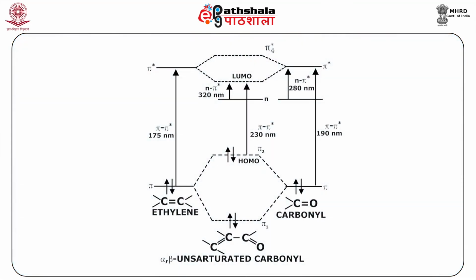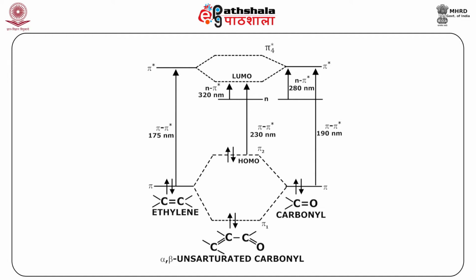If the carbonyl group is conjugated with a C=C double bond, that is, alpha beta unsaturated compounds, both pi to pi star and n to pi star transitions shift to a longer wavelength compared to the unconjugated carbonyl compounds. However, the energy of the n to pi star transitions does not decrease as rapidly as that of pi to pi star transitions.